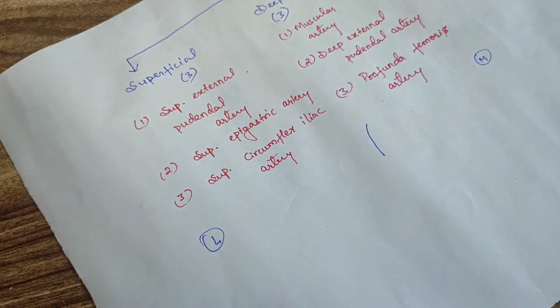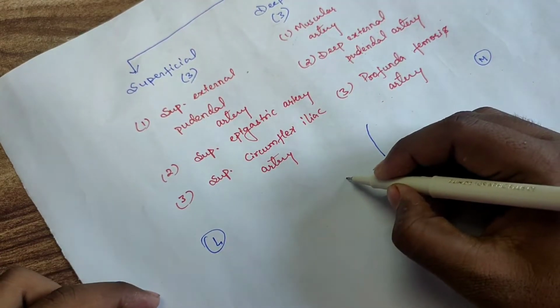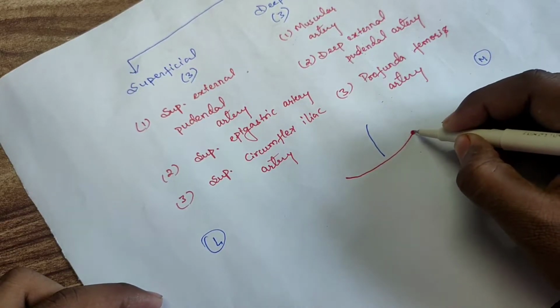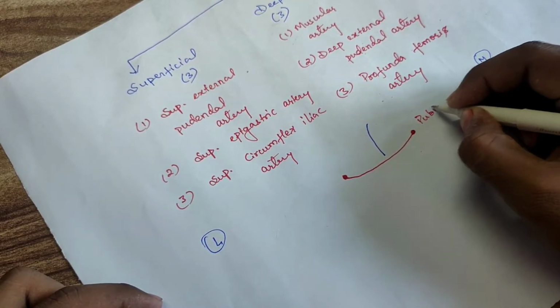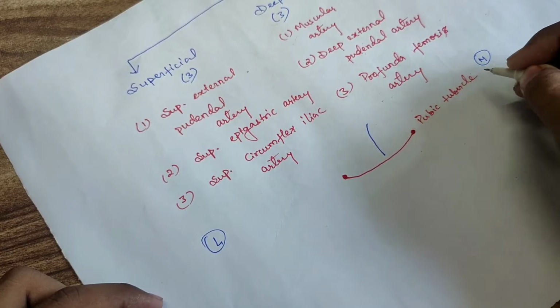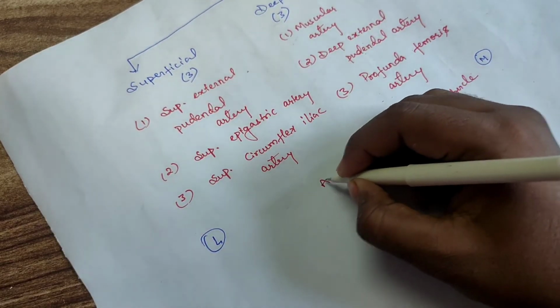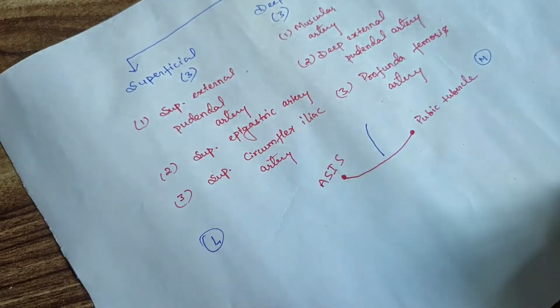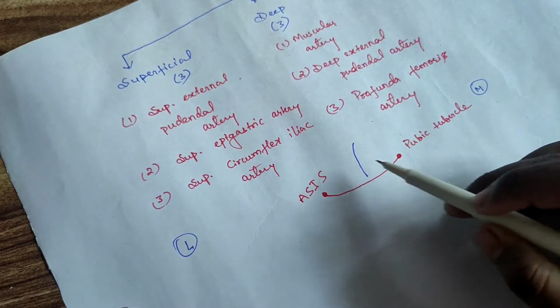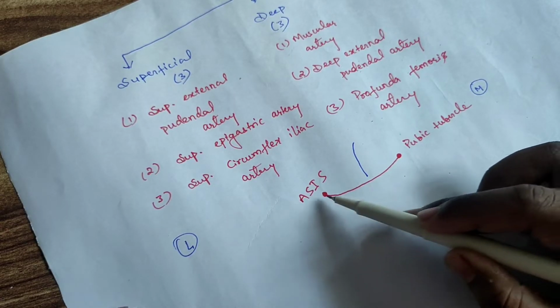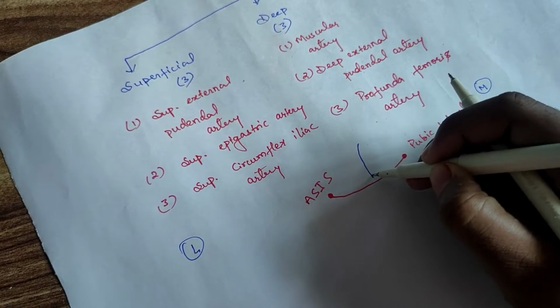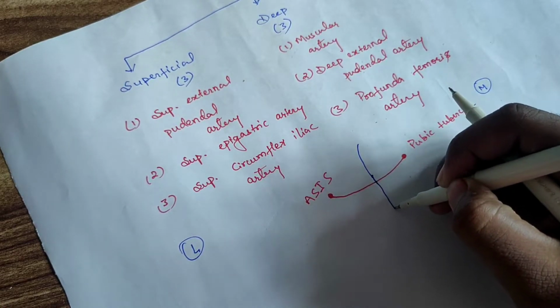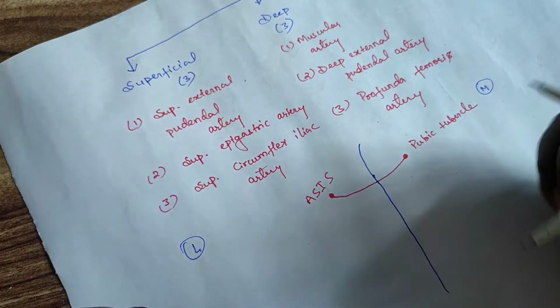External iliac artery, after passing from inguinal ligament. Okay, suppose this is the inguinal ligament. Now inguinal ligament lies between pubic tubercle and anterior superior iliac spine. Okay, so external iliac artery, after passing through inguinal ligament, it forms femoral artery. So now I am drawing the femoral artery here. Okay, so external iliac artery, after passing through inguinal ligament, it forms the femoral artery.